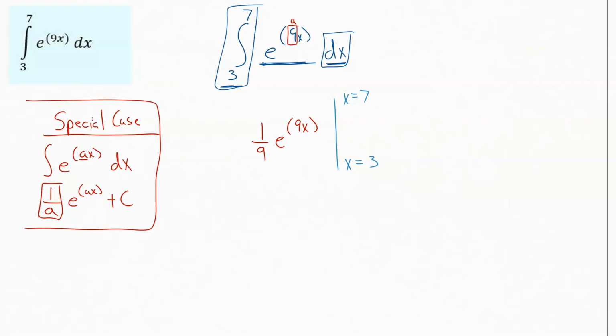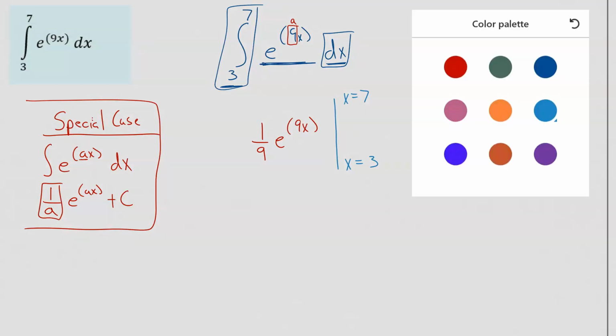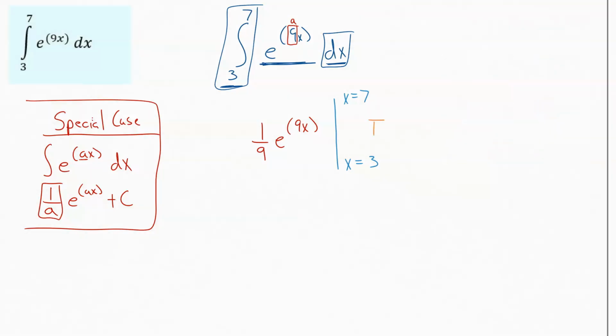And from there, what you'll do is you're going to come through and you're just going to go ahead and plug those values in. And we do what I call top minus bottom. So you're going to take the top value, plug it into that equation, and then you're going to subtract off the bottom value plugged into the same equation.